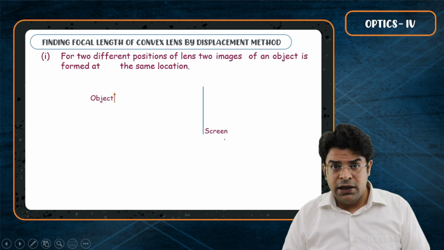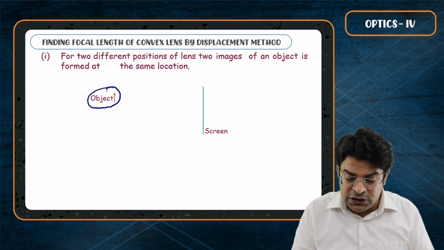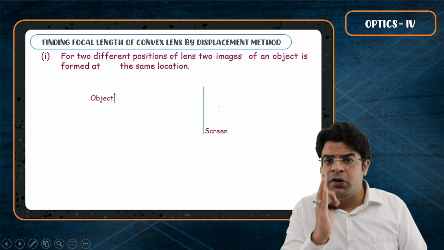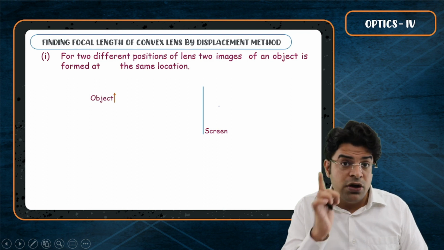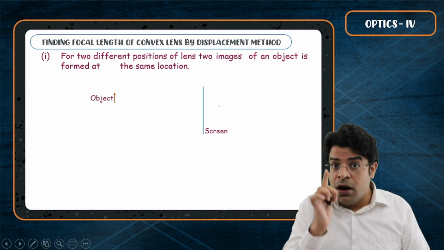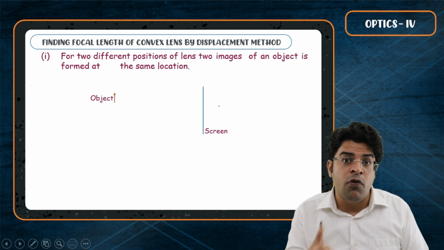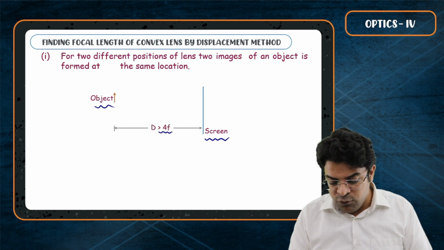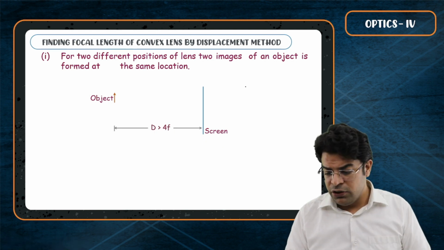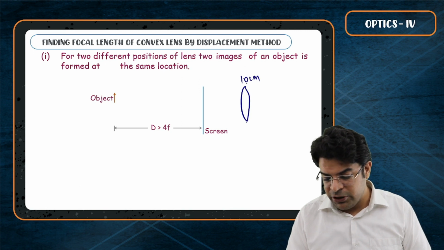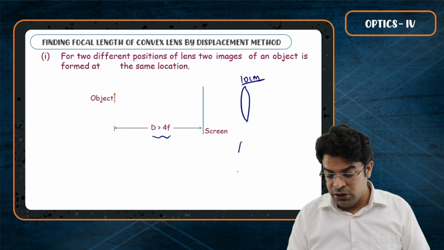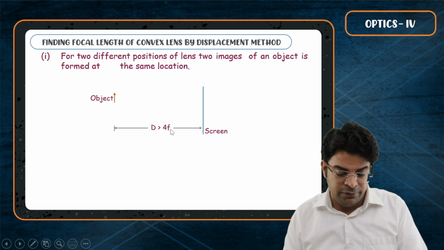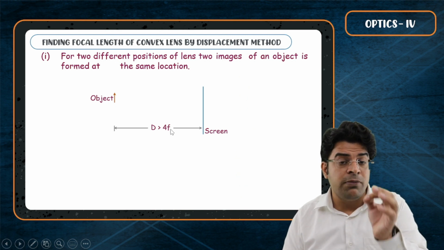Now we know that if you want to form the image of this object on the screen, then the image has to be real. And the minimum separation between an object and its real image formed by a converging lens is 4f. Hence, the separation between object and screen should be kept at least more than 4f. So if you are using a lens of focal length 10 centimeter, then this gap should be more than 40 centimeter. If you are using a lens of 25 centimeter, then this gap should be more than 100 centimeter, greater than 4f.